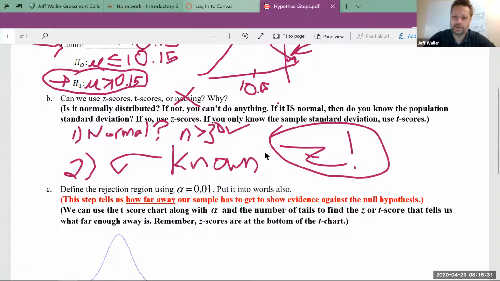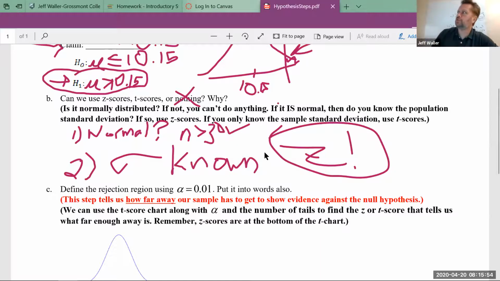Let me stop right there. So that hasn't changed. We've known that since chapter 8, section 18. T-scores were invented for when I don't know the population standard deviation. So if I do know it, I don't use T-scores. They don't come into play. It's not their job.